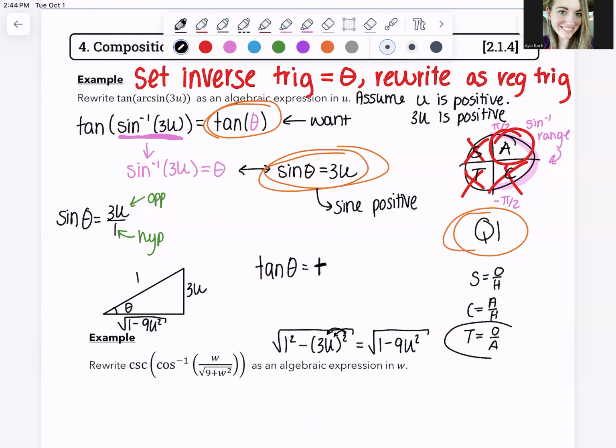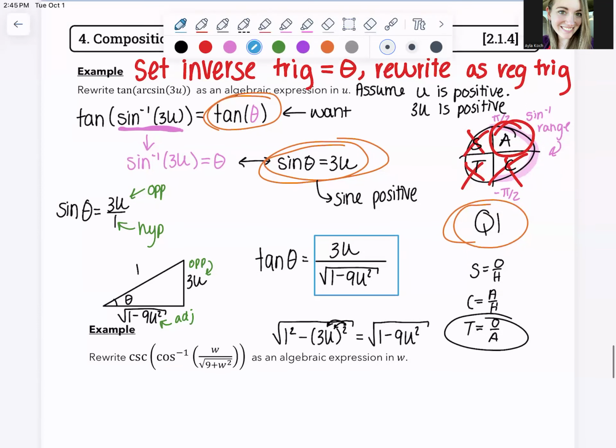All right. Tangent is opposite over adjacent. This is our opposite. This is our adjacent. I'm going to erase the positive sign. We know it's positive because there's no negative on it. Tangent of theta is equal to 3u over the square root of 1 minus 9u squared. And that's the final answer. That's it. So not so bad.